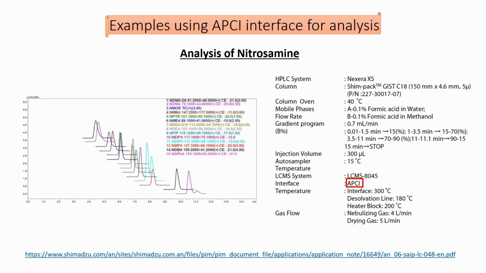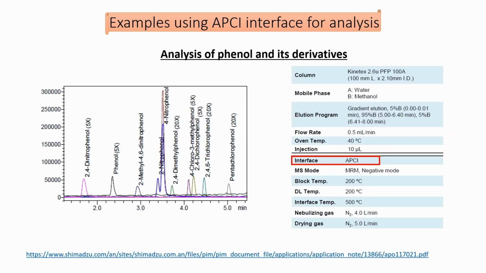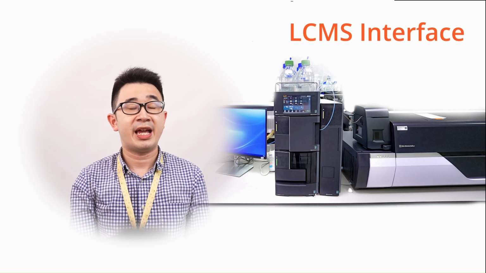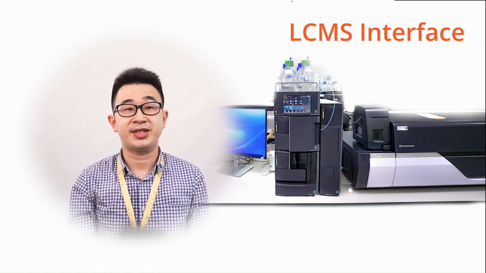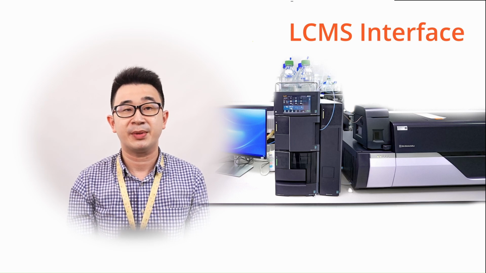Some of the common applications that use the APCI interface for analysis are analysis of nitrosamine, analysis of antioxidants such as chlorophyll and carotenoids, and analysis of phenols and its derivatives. Now that we understand more about ESI and APCI interfaces, let's learn how to select the interface to achieve the best analysis result. Below is a simplified diagram showing which ionization interface to use for analysis with respect to the target analyte polarity and molecular weight.